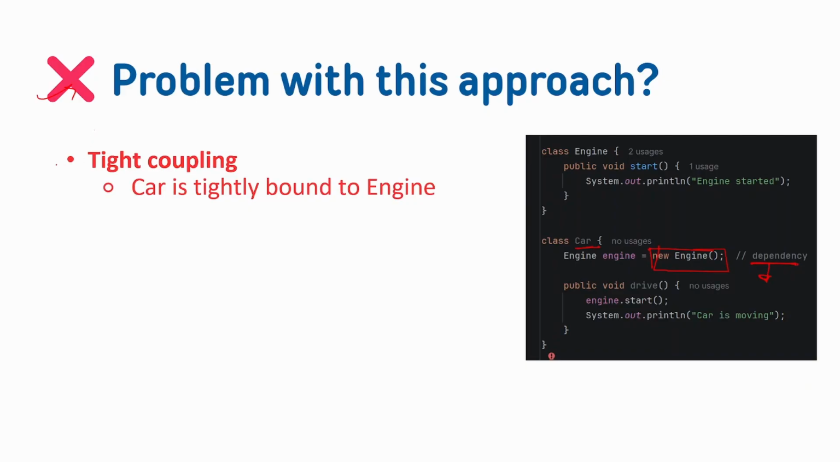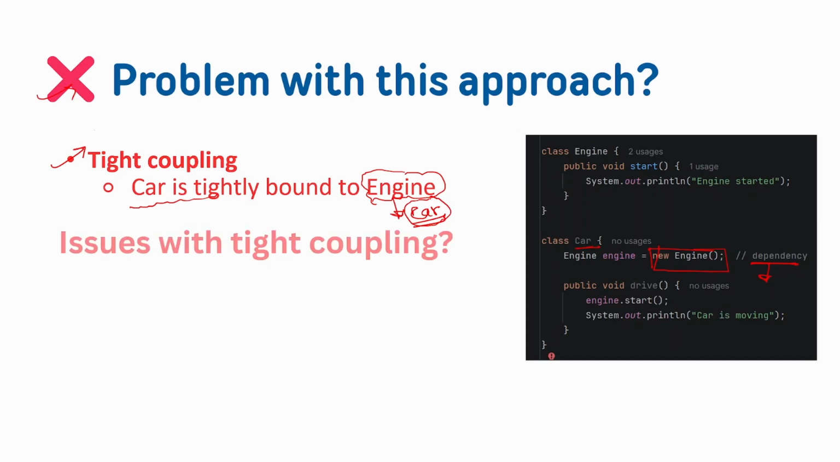First, there is a tight coupling between the Car and the Engine. That is, Car is tightly bound to Engine. If something in the Engine changes, then we must change our Car. Let's see what tight coupling is. When one class depends heavily on another class, then the two classes are said to be tightly coupled.